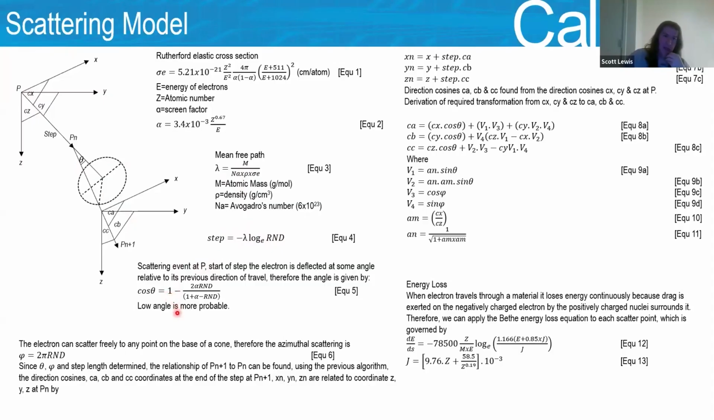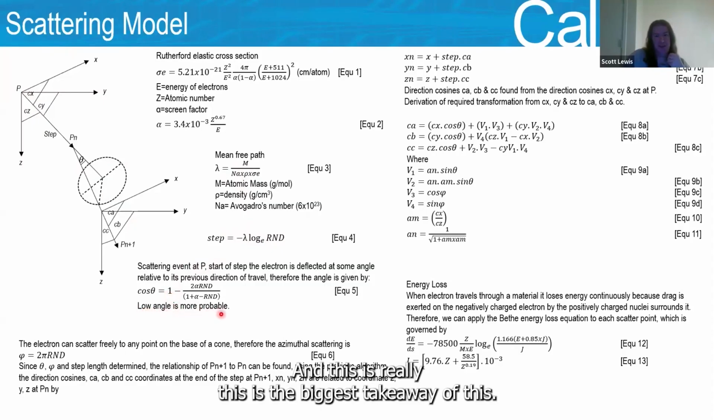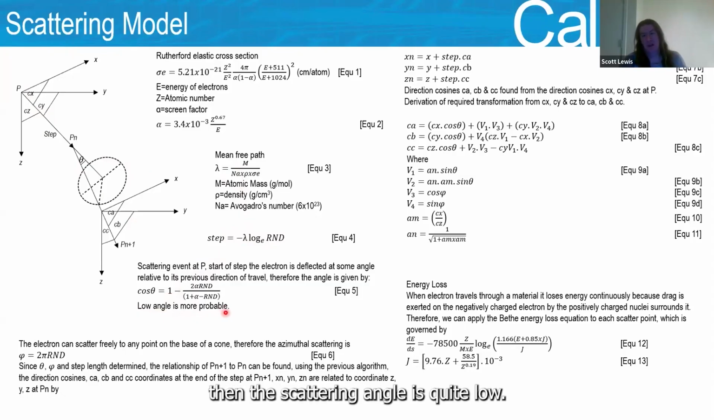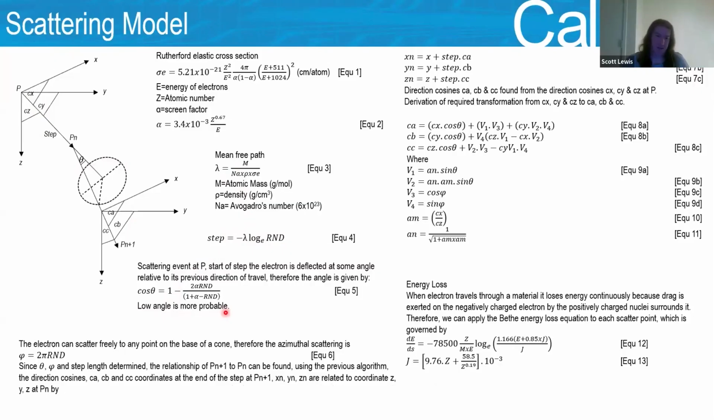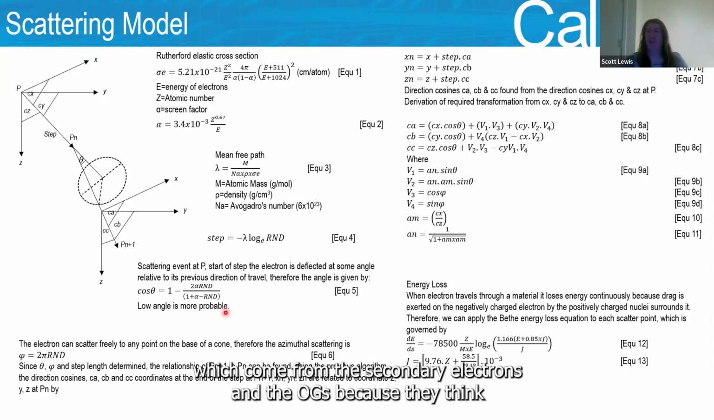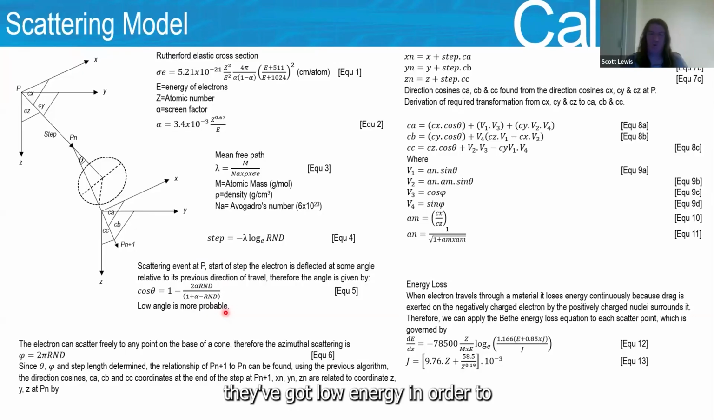theta, cos theta. And this is the biggest takeaway of this. If you've got high energy electrons, then the scattering angle is quite low. It's between 1 and 4 degrees. Actually 0 and 4 degrees. Essentially it's the larger scattering angles which come from the secondary electrons and the Auger electrons, because they've got low energy in order to cascade through or travel through the material.